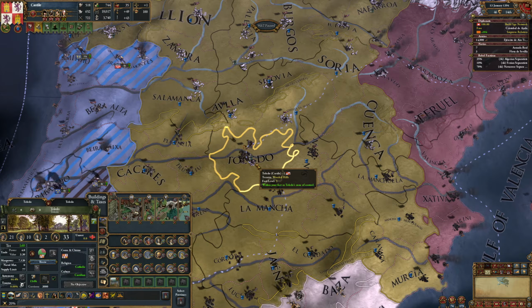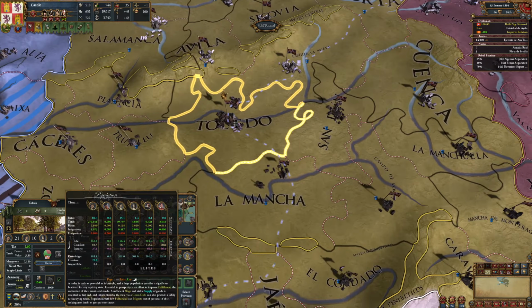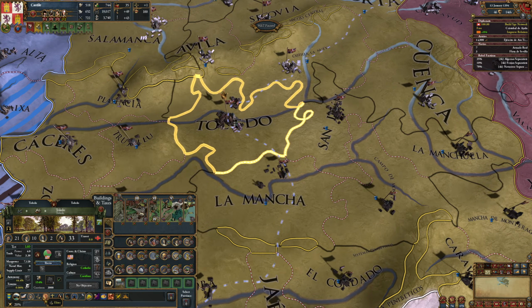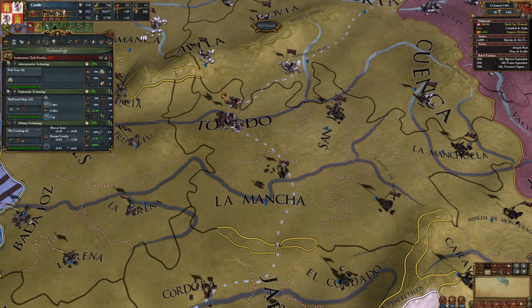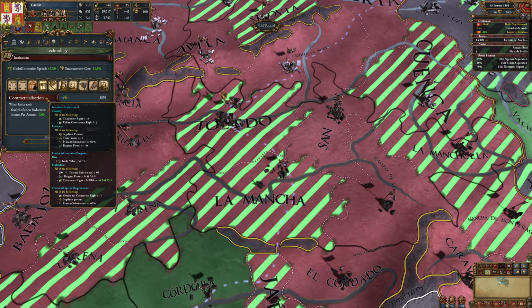Remember that power in a province is not exclusive. This is something I should have touched on in the estates video. So your burghers can have a power of 100% and your nobles can have a power of 100%. It's their degree of power over their particular domain.